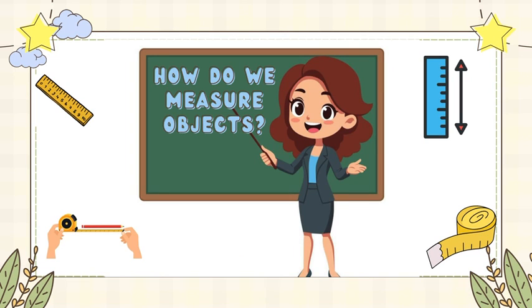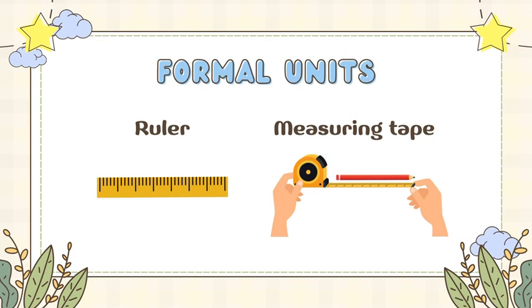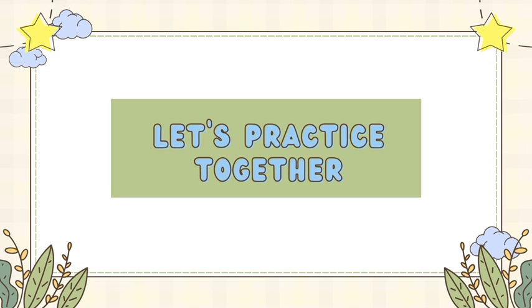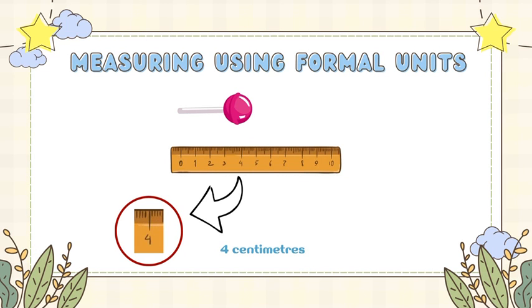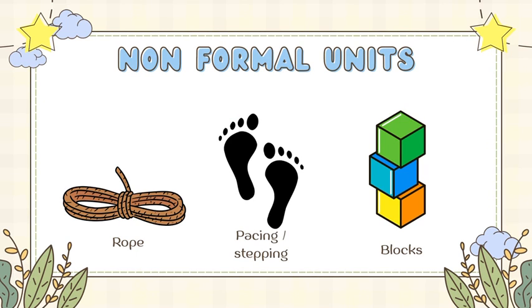So how do we measure length? Well, there are two main ways. One being formal units, such as using a ruler and a measuring tape. This is where we can measure in centimeters or inches. Let's practice this together. First, we'll use a ruler to measure a lollipop. How many centimeters is it? It's 4 centimeters long.